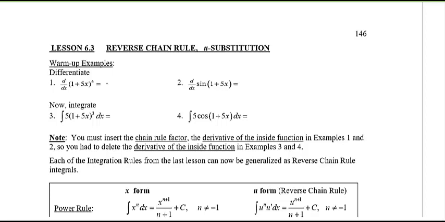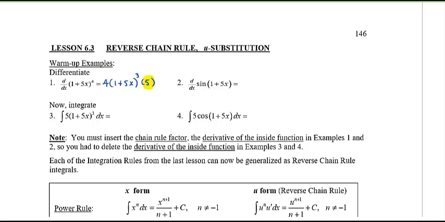So let's do some warm-up examples. If I ask you for number 1 to take the derivative of (1 plus 5x) all raised to the power of 4, hopefully you remember chain rule. You bring the exponent down, so that's 4 times (1 plus 5x) to the power of 3. And then you have this extra factor, yes, the derivative of the inside, which is the number 5. Once again, that's the part that a lot of people forget.